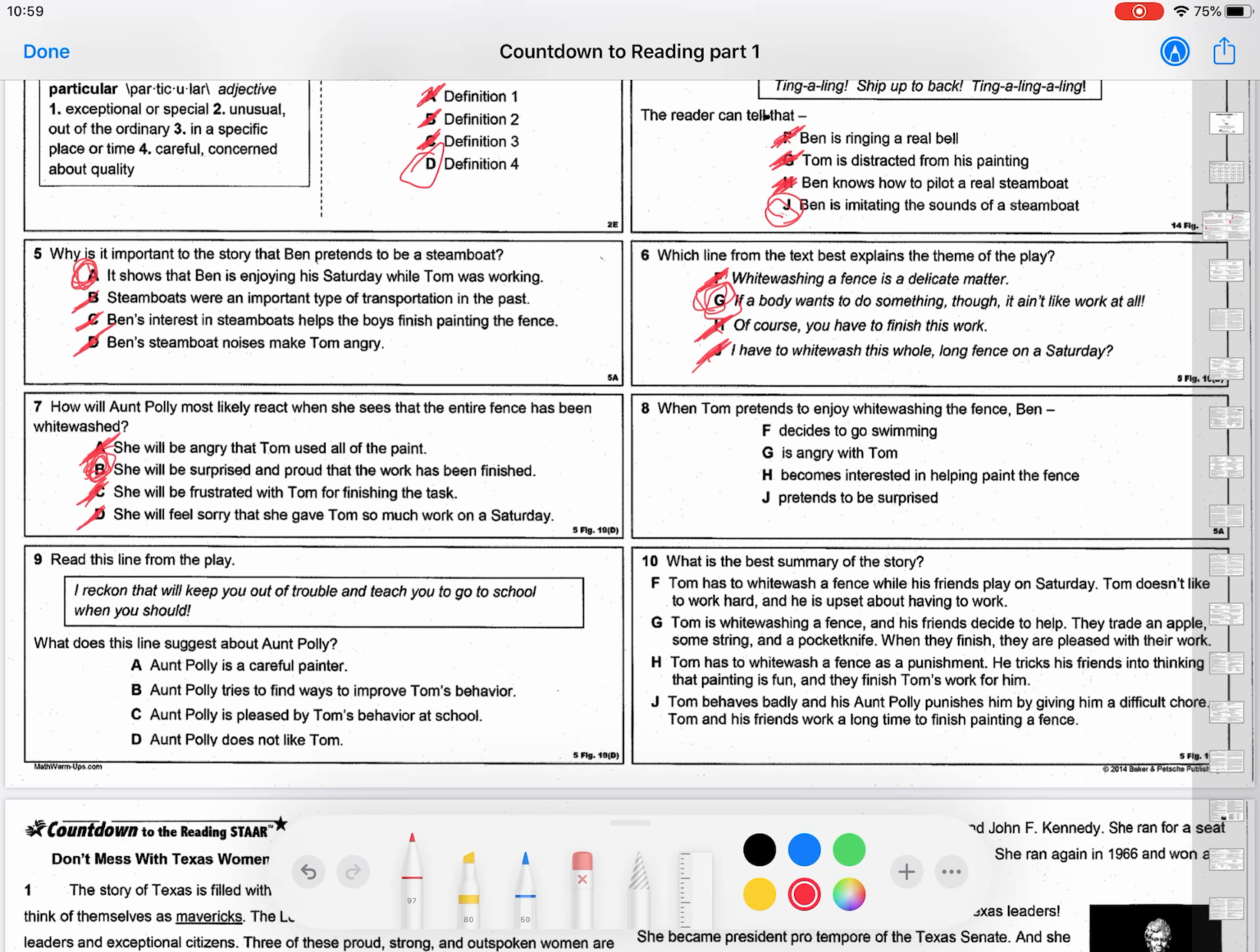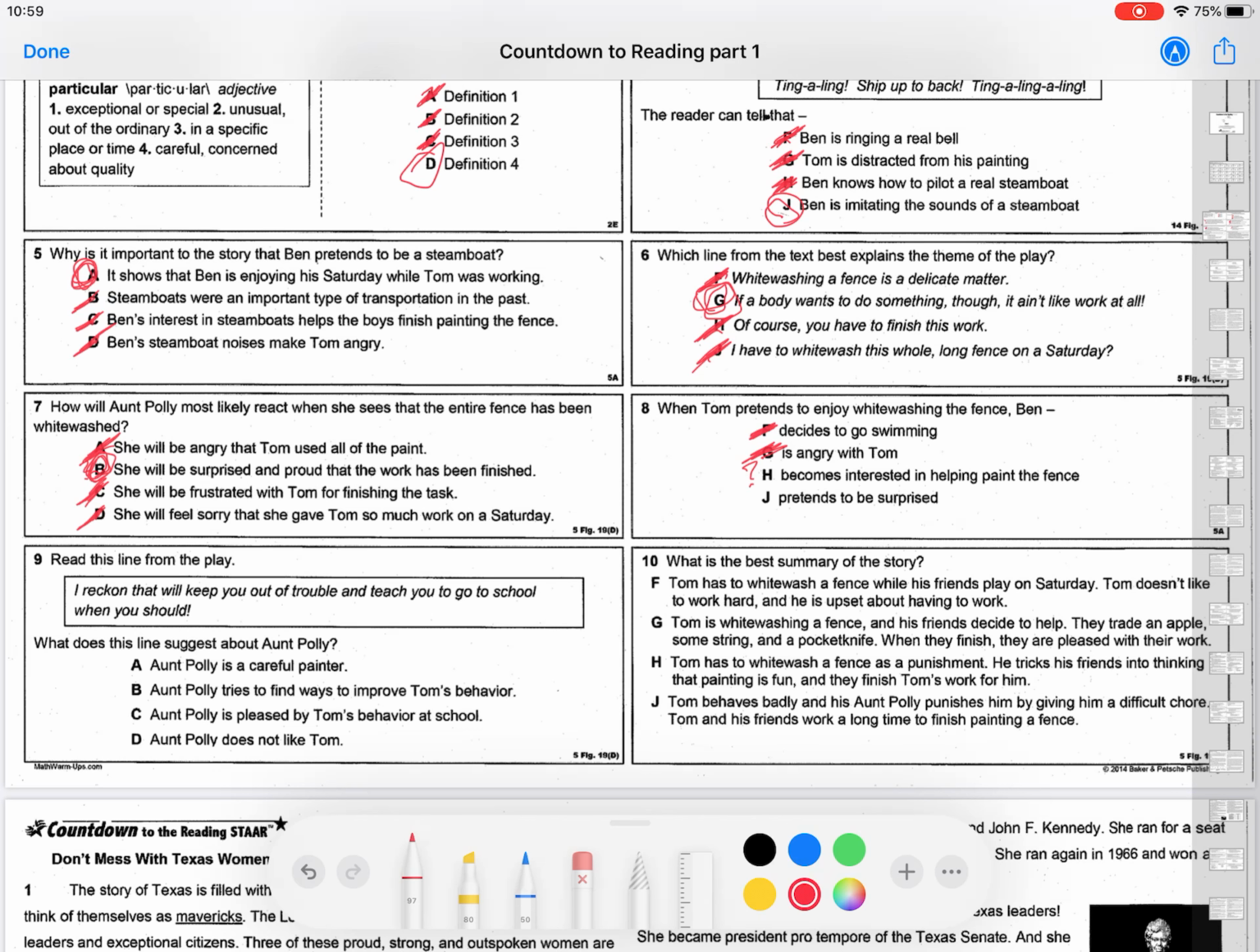When Tom pretends to enjoy whitewashing the fence, Ben F decides to go swimming. We know that isn't true. Because he gets interested by Tom being so engulfed in his work. Is angry with Tom? Nothing in the text says that to us about him being angry with Tom. Because interested in helping paint the fence?